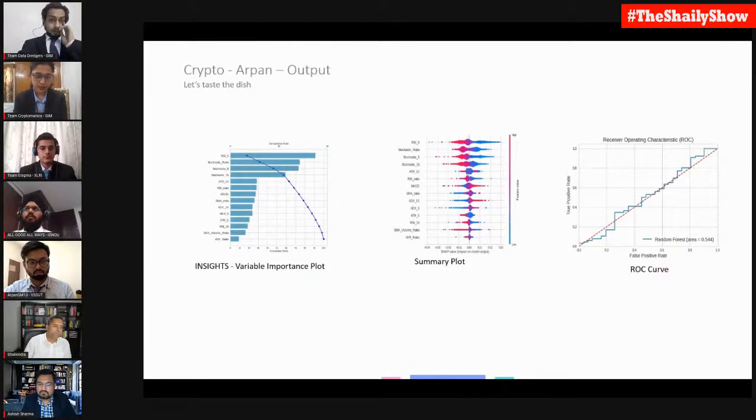As I mentioned, we measured it in the form of mean square error.